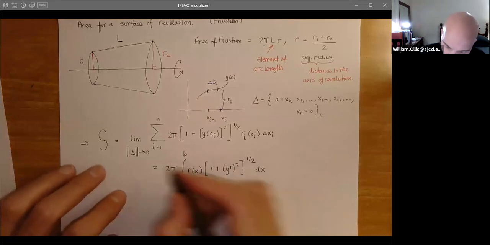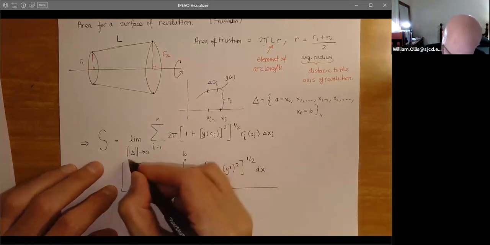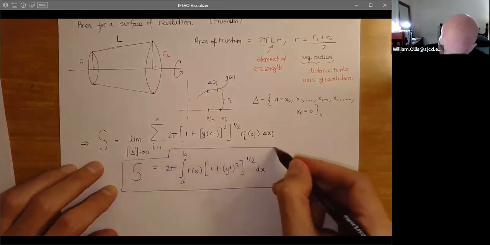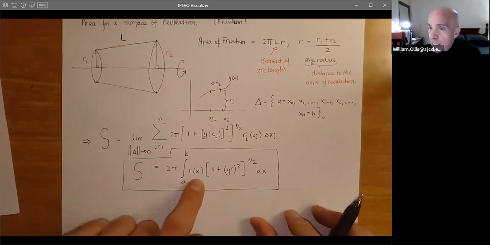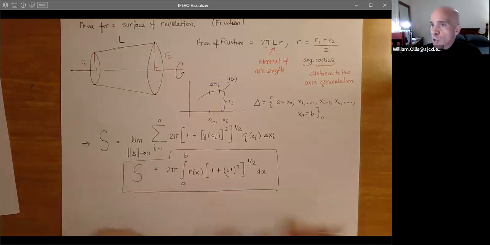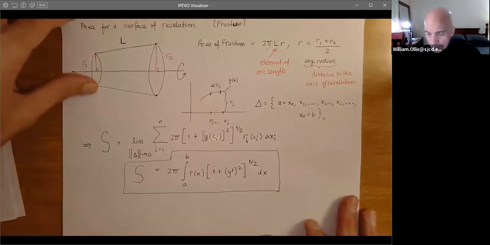So now, and I'll put the big S here, this formula is easy to remember as long as you just think arc length, 2 pi, distance to axis of revolution. So you can put these formulas on note cards so you can have them readily available. So that's a nice formula. So let's look at how we could actually use it.